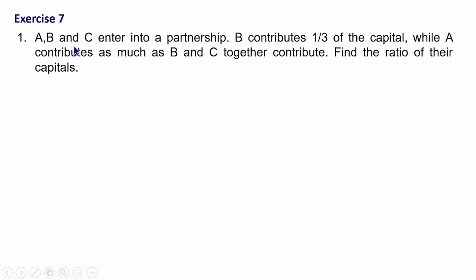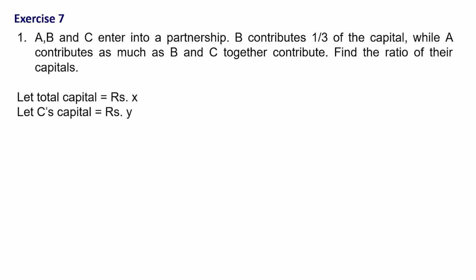So here it is given A, B and C enter into a partnership. B contributes 1/3 of the capital and A contributes as much as B and C together have contributed. We need to find the ratio of their capitals. So let the total capital be rupees X, and let C's capital be rupees Y. Since B contributes 1/3 of the capital, B's capital will be X by 3.